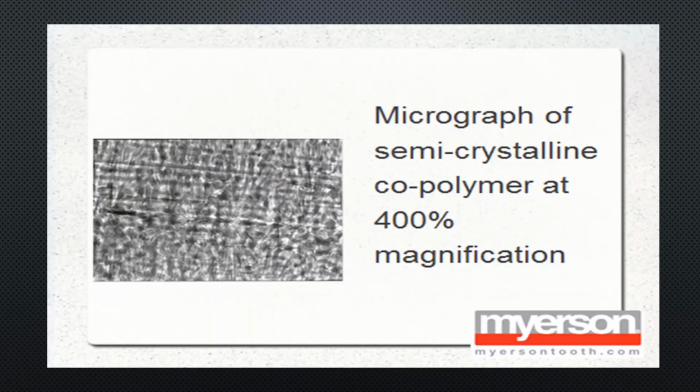VisiClear is a crystalline thermoplastic, and that's why it can be flexible and be 100% dense all at the same time. Most things you think of that are 100% dense are brittle. The crystalline structure is what allows us to have that flexibility.